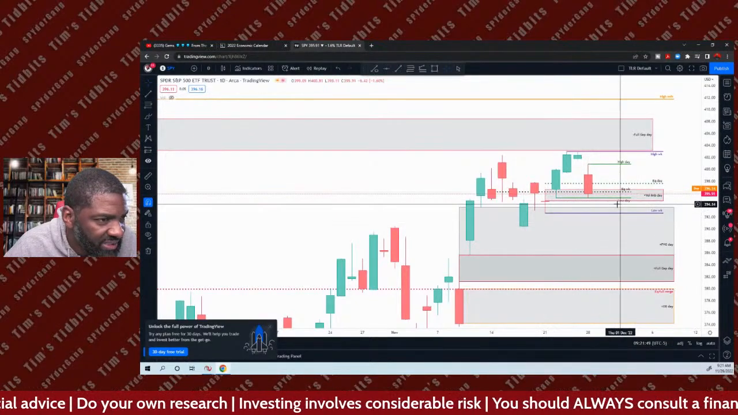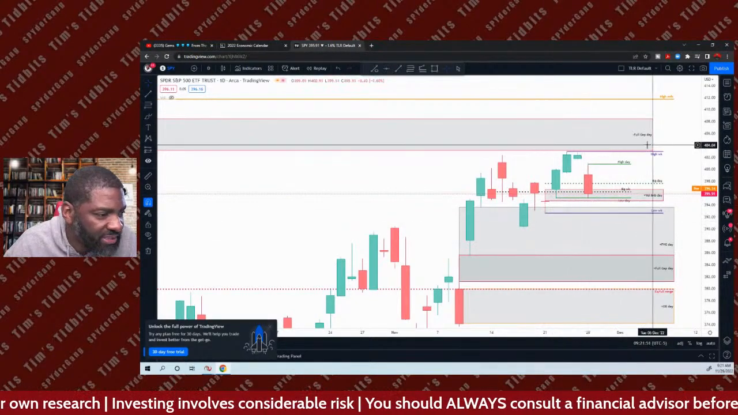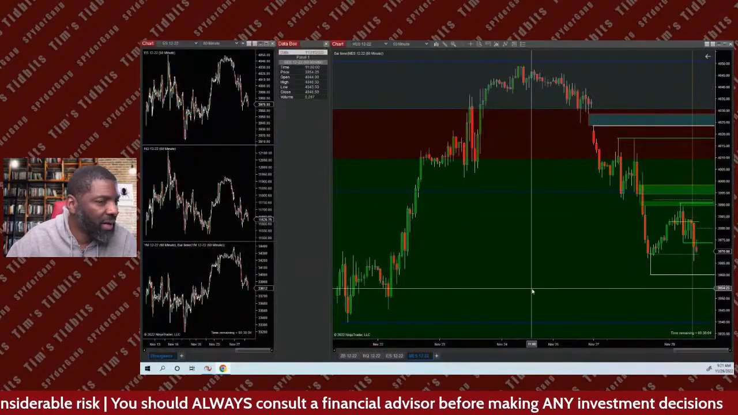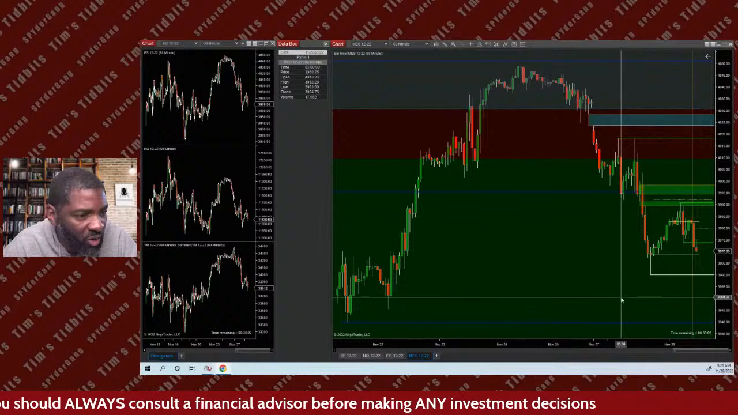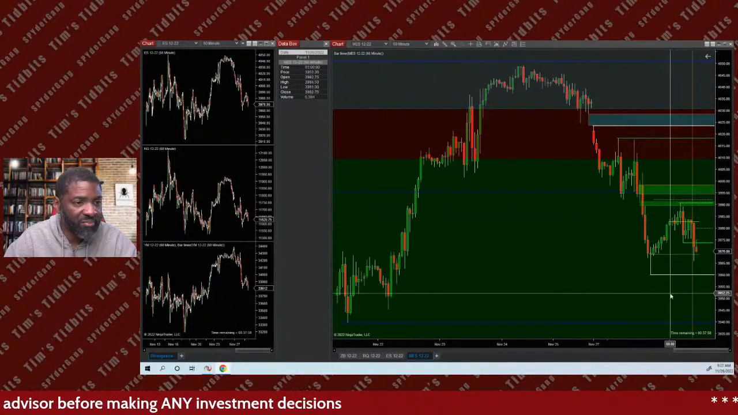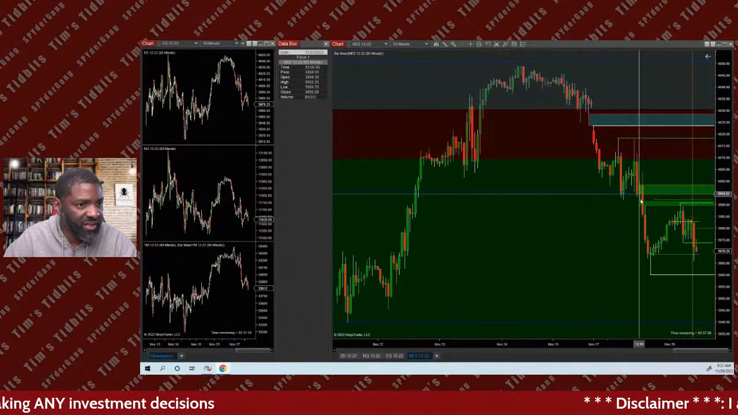Let's go over to the ES and look at the price action. Okay, so overnight price action. As you see, we are currently in a sell model. We're in a market maker sell model right now.